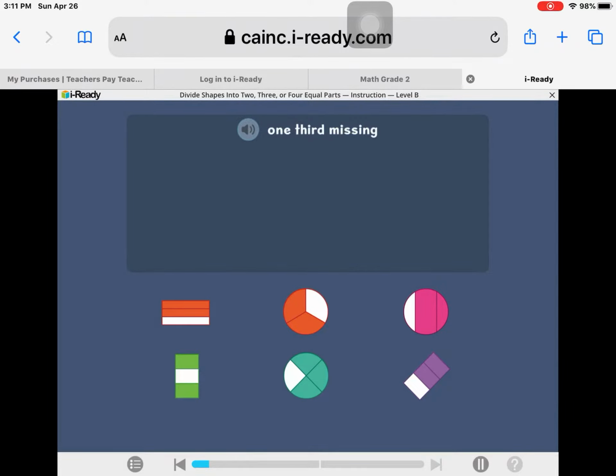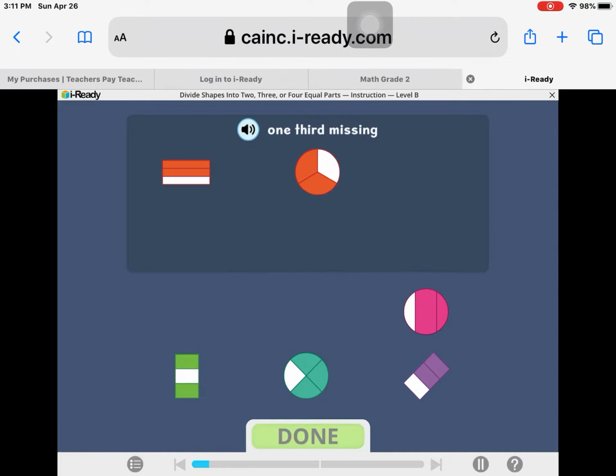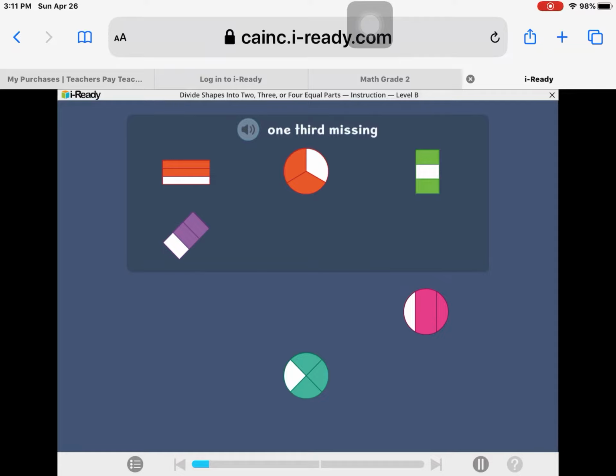Put all the shapes that show 1/3 missing into the box. Good thinking! 1/3 is one of 3 equal parts.